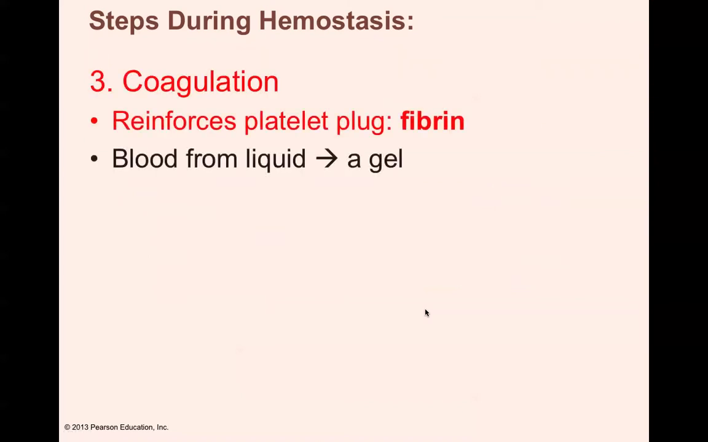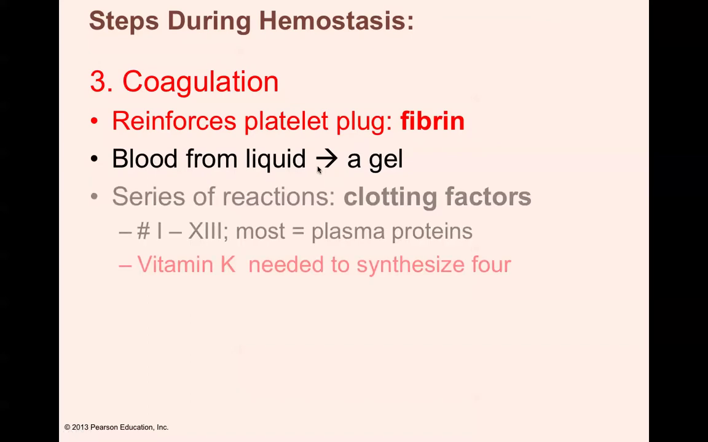The third step is called coagulation. Coagulation is going to reinforce that platelet plug with the protein called fibrin. This is going to cause the blood to go from a liquid into a gel. There's a series of reactions with many different types of clotting factors.